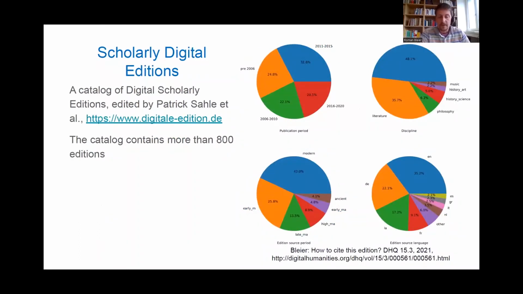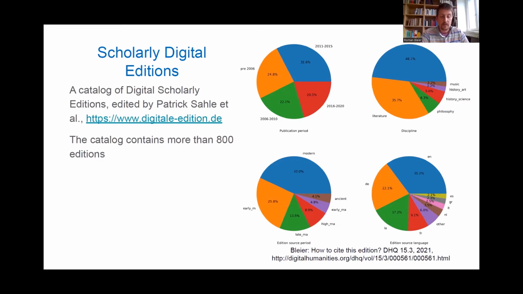Over the last 30 years, many hundreds of scholarly digital editions have been developed, covering a wide range of different subjects and disciplines. Sahle and others have started to compile lists and collect data about digital editions. Sahle's catalog contains more than 800 entries, but it is only a fraction of the digital editions available online. Nevertheless, it holds valuable data if one attempts to get an idea of what kind of digital editions exist.